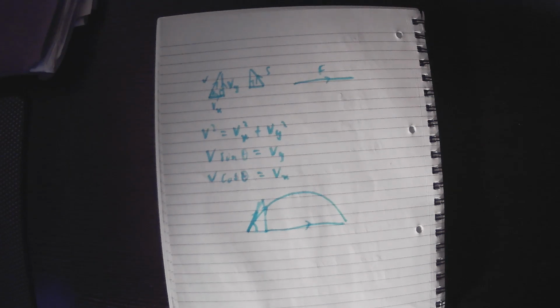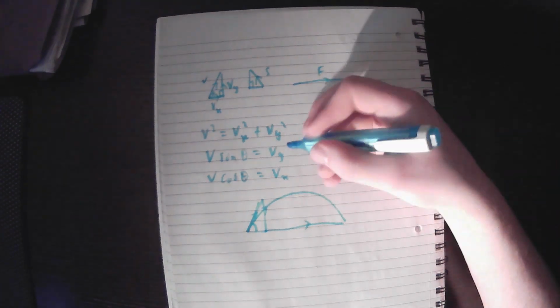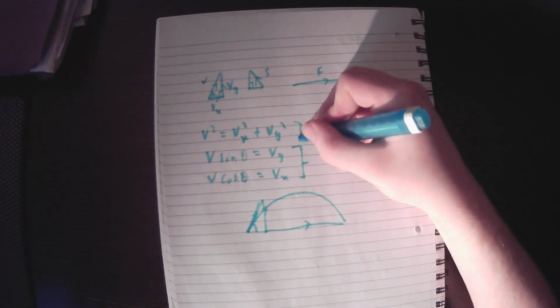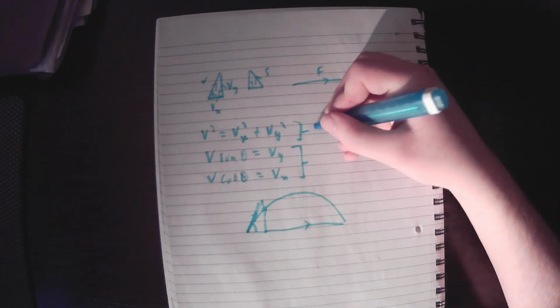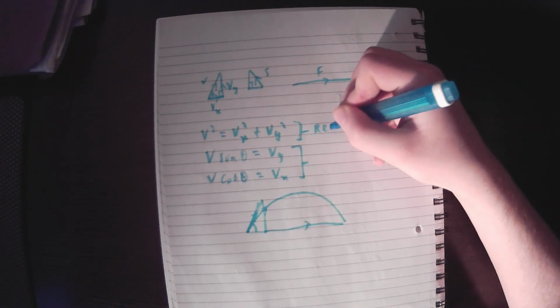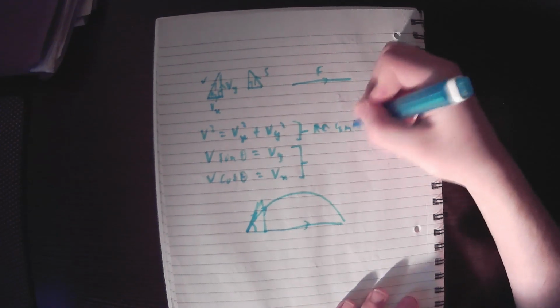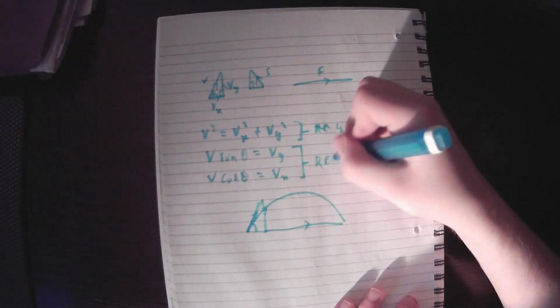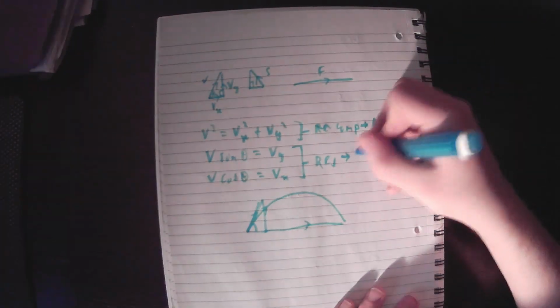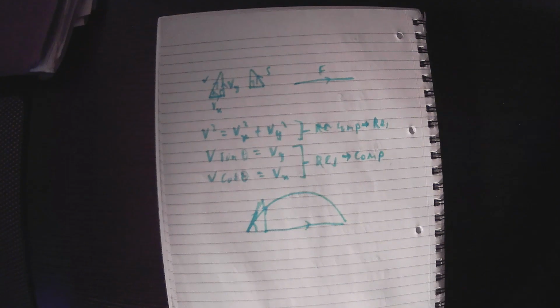So that's how we get two component vectors from a resultant vector, is using these two here. Similarly, to get a resultant vector from two component vectors, we are just going to use Pythagoras. So I will just note down here, for this one is comp for component into res, and these two are resultant into component.